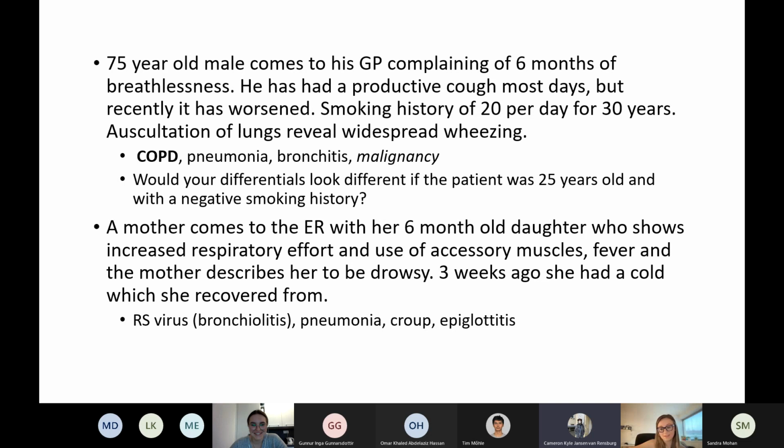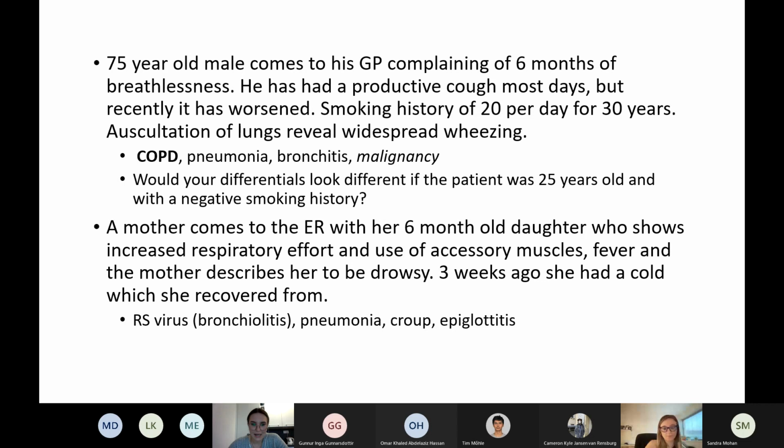Something obstructive, something they swallowed. Airway obstruction. But this will last for 3 weeks, though. No, we're just talking generally about younger children.